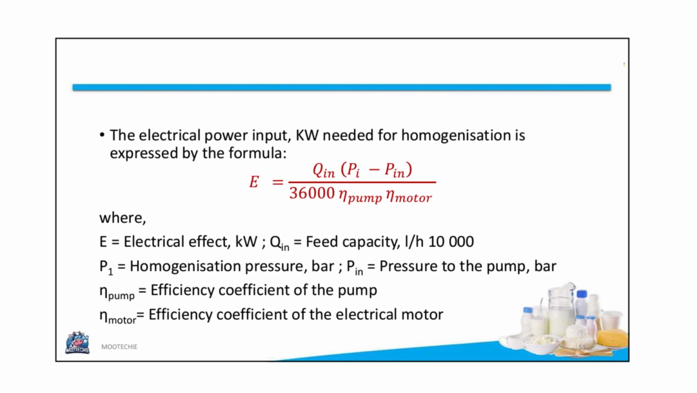The electrical power input in kilowatts needed is given by a more detailed formula. E equals Q_IN times the quantity P_1 minus P_IN, divided by 36,000 times the efficiency of the pump times the efficiency of the motor. Here, Q_IN is the feed capacity in liters per hour, P_1 is the homogenization pressure, P_IN is the inlet pressure to the pump, and the N values are efficiency coefficients.